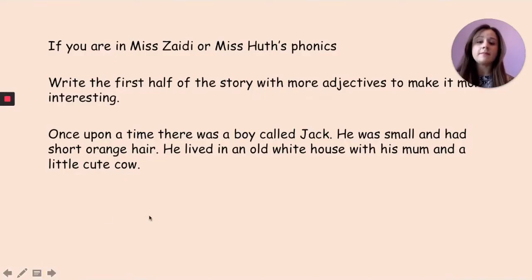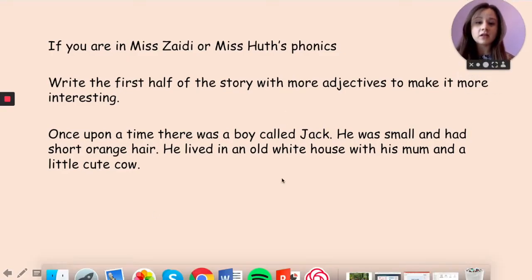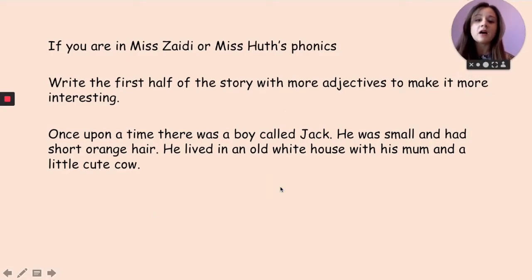Now if you are in Miss Zadie or Miss Huth's phonics group, you need to write the first half of the story as well, but I would like you to add more adjectives to make it more interesting. So here I've given you an example. Once upon a time there was a boy called Jack. He was small and had short orange hair. He lived in an old white house with his mum and a little cute cow. So I've changed it a little bit to make it longer and more interesting and include more descriptive words.